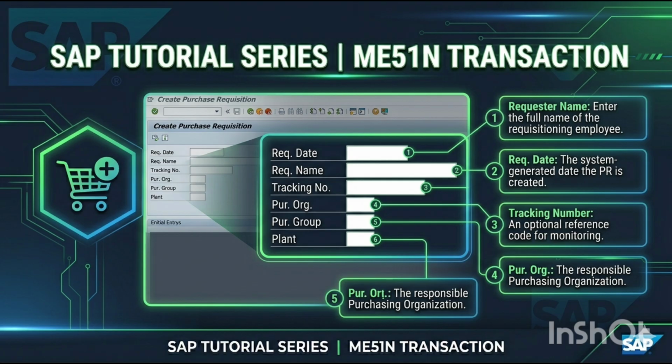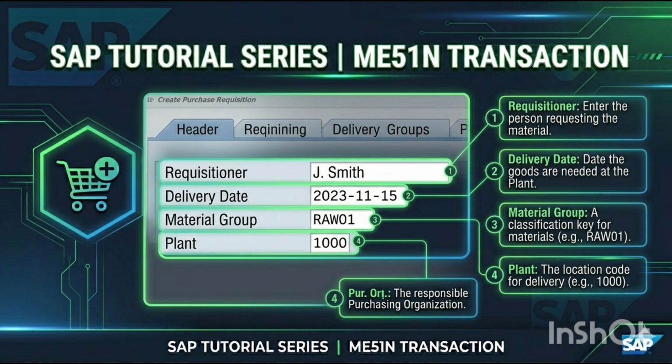SAP provides many helpful features like copy from previous PR or templates. But for now, we will create a new one from scratch. Pay special attention to the date formats and required fields marked with a check mark. Once these are filled, we move to the next item detail. Now moving towards header data entry.